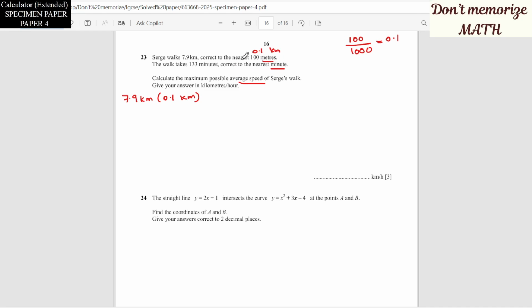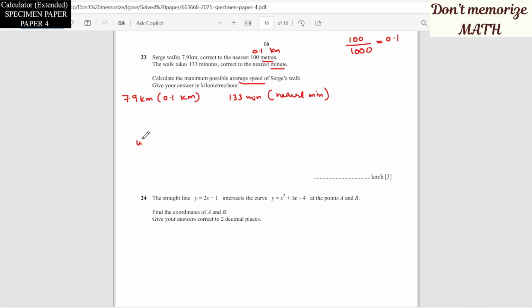Here both the units are the same. So either you can change it here, or at the end also you can change it. Now we will consider the same. By the end we will change only the time. So we have 133 minutes to the nearest minute, right? I'll tell you how to find it. We have to find the maximum possible average speed. Maximum possible means it is upper bound.